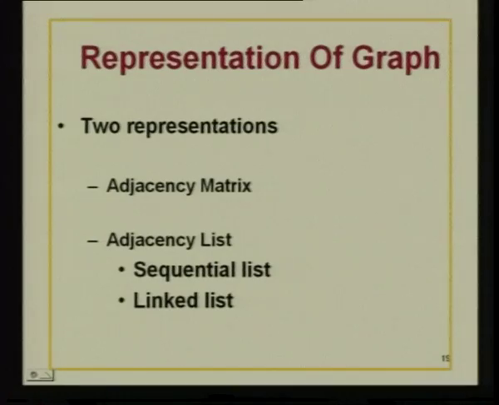Now let us look at the representation of a graph, because we are talking about data structures, and when we want to do any of the operations on graphs we necessarily have to represent the graph. So let us look at how graphs are represented. Basically you have two types of representation, the adjacency matrix representation and the adjacency list representation, which could be a sequential list representation or a linked list representation.